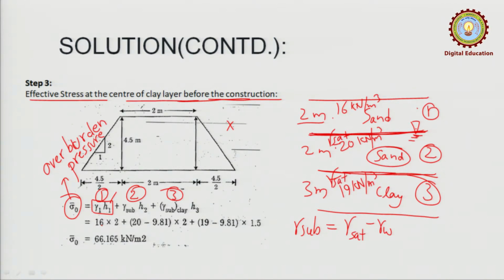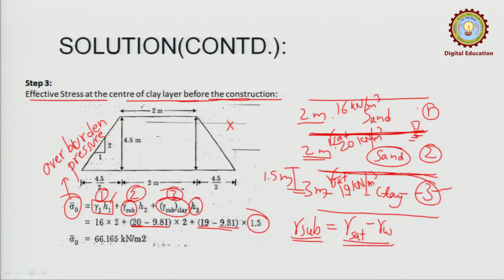So, gamma saturated minus gamma W, both of them. So, gamma submerged here and gamma submerged here is calculated like this. How? Gamma saturated minus gamma W. Then H2 is 2 here. Remember H3, I already told you that we will be calculating at the mid of the clay layer, which means this is 1.5 meter. So, you can see it is used 1.5 meter only.